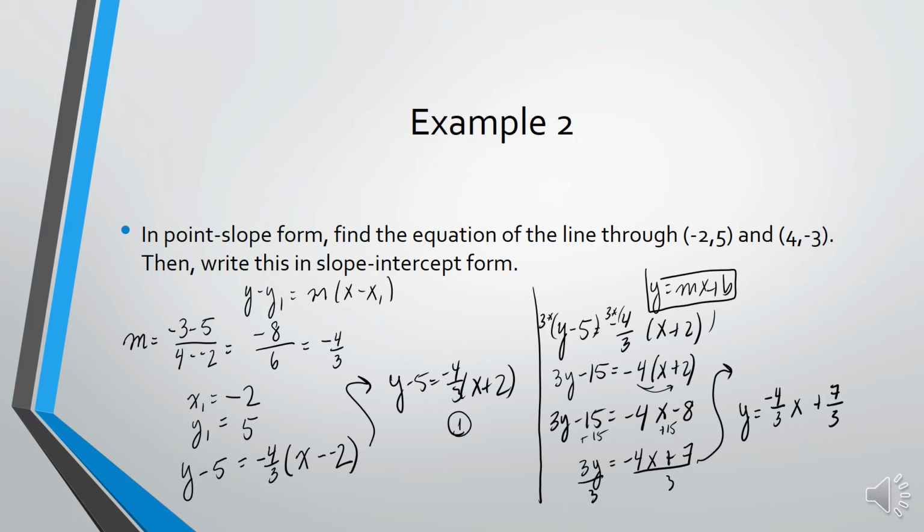Both of these equations give us the same line. So what I've circled, the 1 and what I circled for 2, those give you the same line. It's just two different ways to write the same equation.